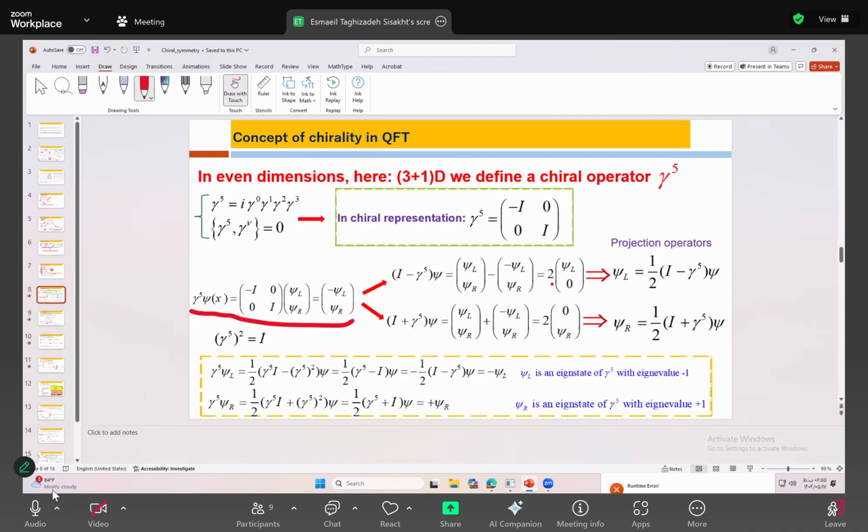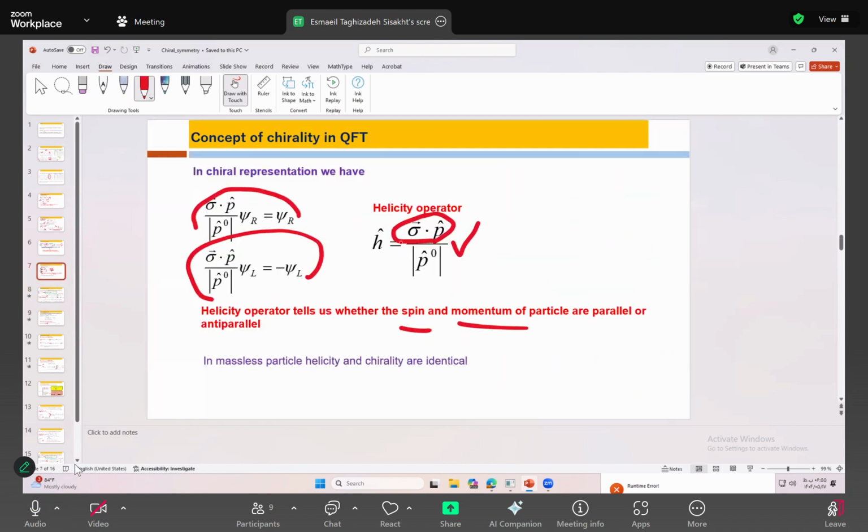But here the definition of the helicity operator is something different. It's the multiplication of those other matrices with the operator. Okay, so it's different, but in the massless limit, I said that it is shown that the eigenvalues and eigenvectors are the same.